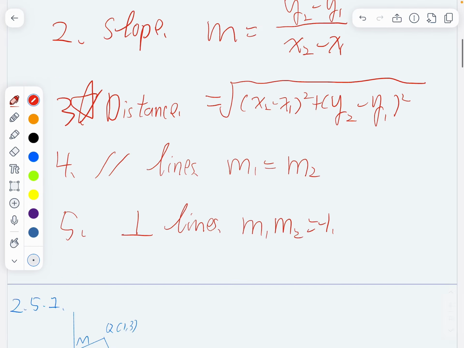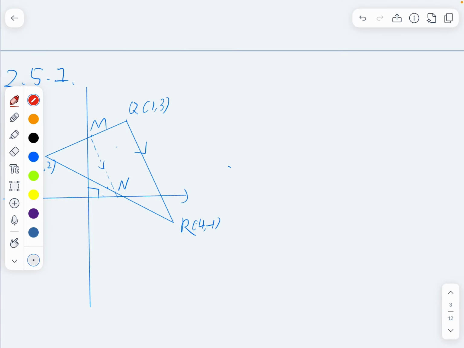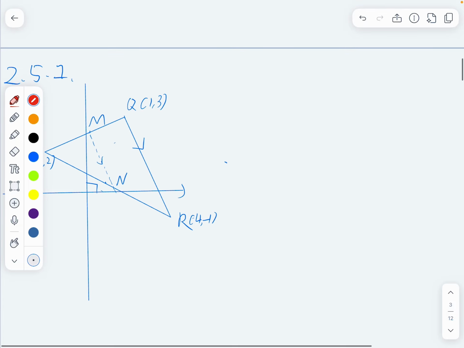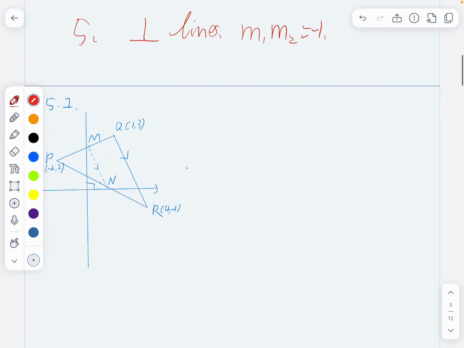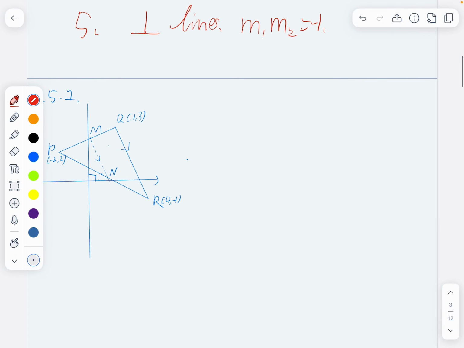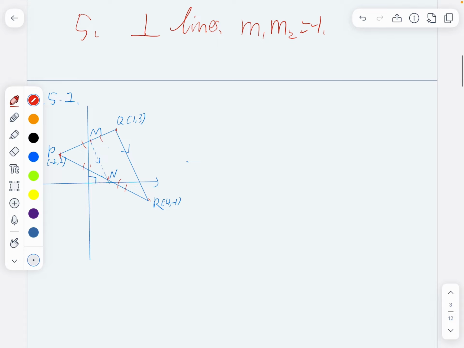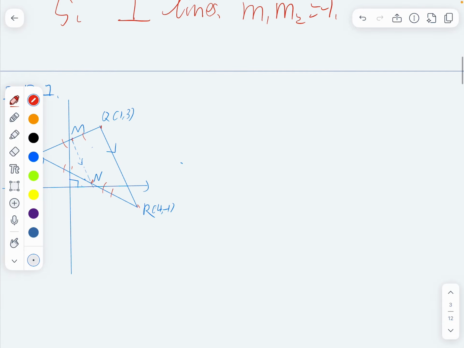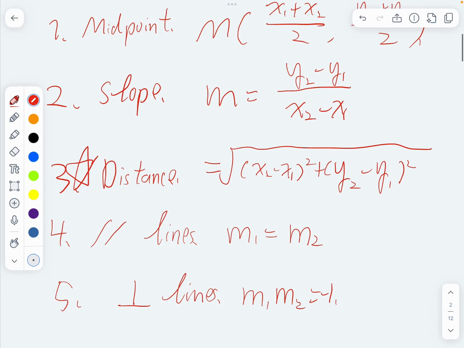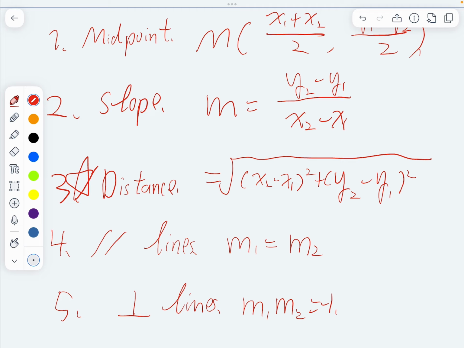Okay, now we do an example. We already know three points: P is (-2, 2), Q is (-1, 3), R is (4, 1), and there is M and N at the end as midpoints. If we do not have the figure, how can we know the properties of these figures? We just calculate using these pieces of information, in 5 steps.